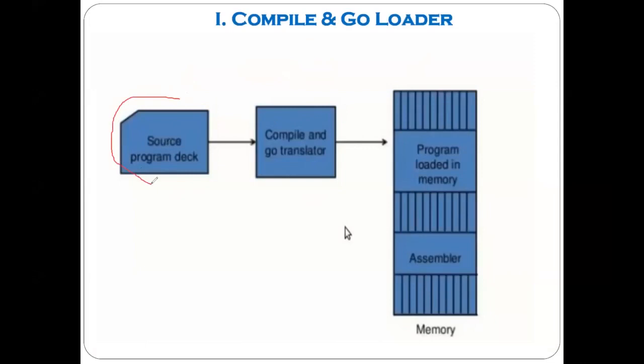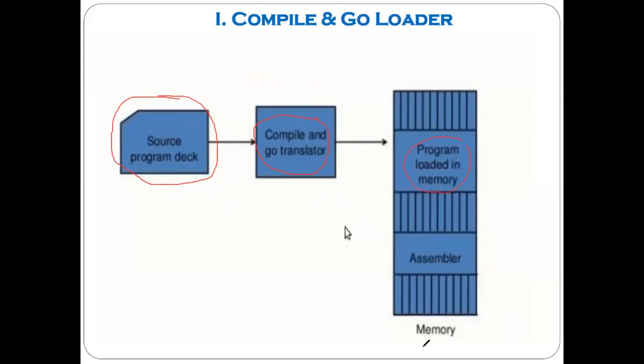Here is your source program. Now you know the source program is translated by a particular translator. Here we are considering our translator as an assembler. Here you can see I have mentioned the compile and go translator. What exactly is it doing? It is translating your source program into the object program, and it is also loading that program into the memory.